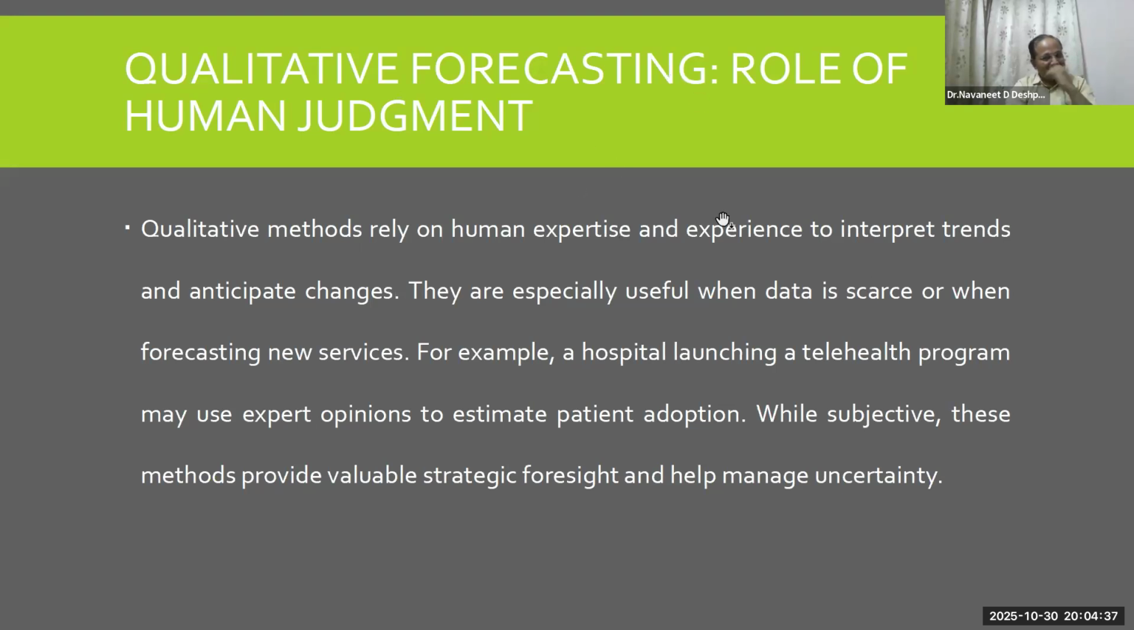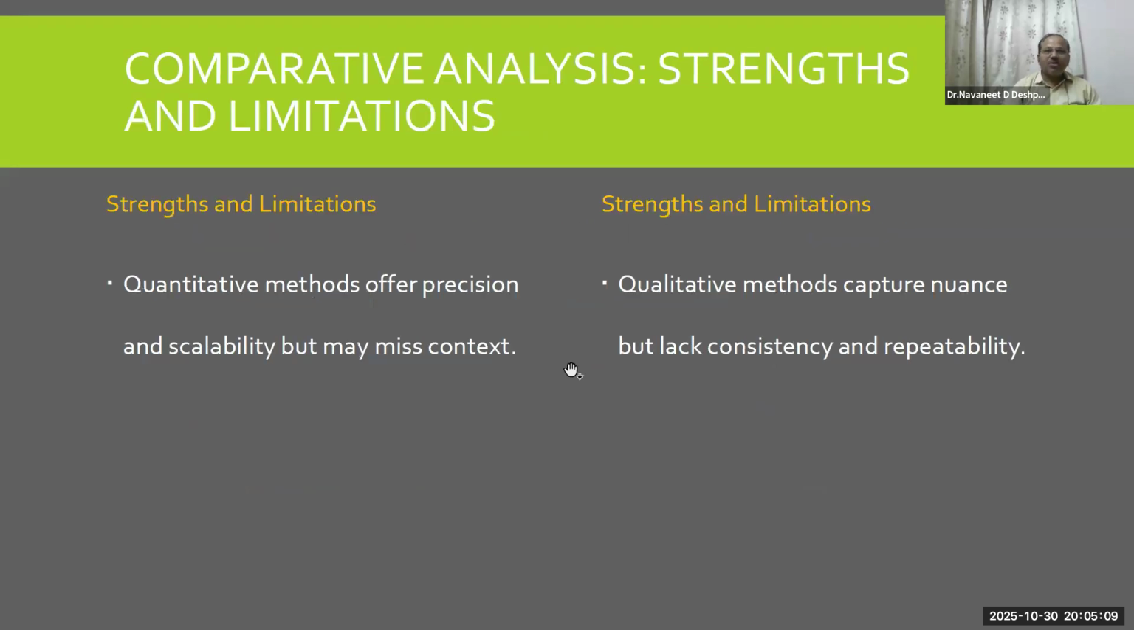You cannot replace human judgment, because telemedicine can be used, and even surgeries are done at a distance, based upon the patient adoption rates. The facilities and everything have to be managed qualitatively. This has to be based on how you interpret the trends and how people will see it, whether they themselves are in favor of that or not. That has to be understood in qualitative forecasting. So qualitative forecasting helps us assure that people will take care of themselves with the usage of the latest technologies. Then comparative analysis, strengths and limitations.